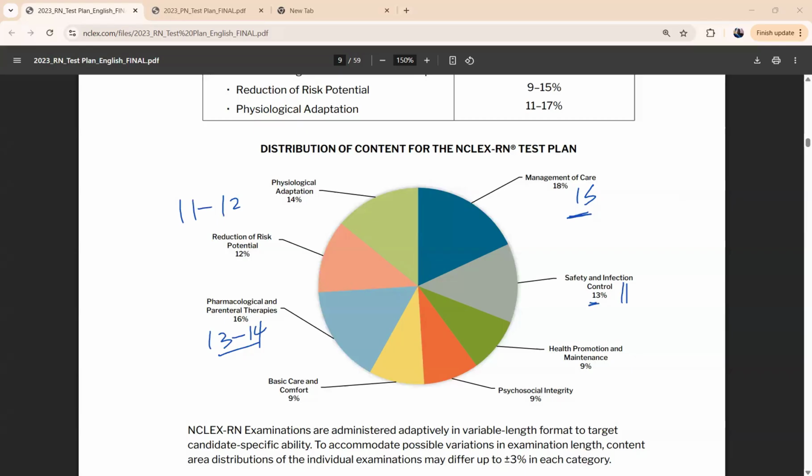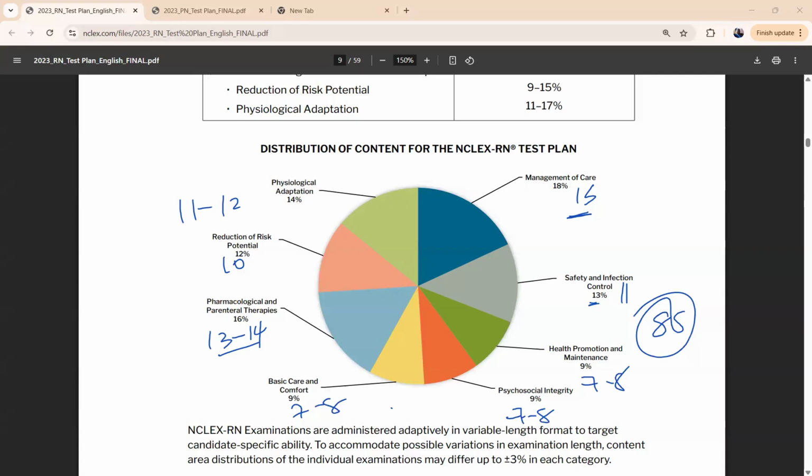So here you can have 11 questions. Here you can have 10 questions. Then all these are the same thing, 99%. So you can have anywhere from 7 to 8 questions here. So everything all together makes up what? Your 85 questions. Right.